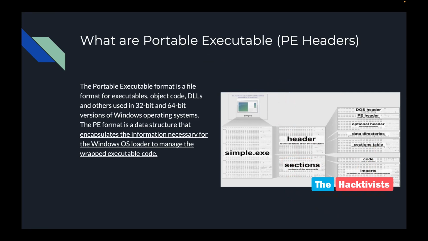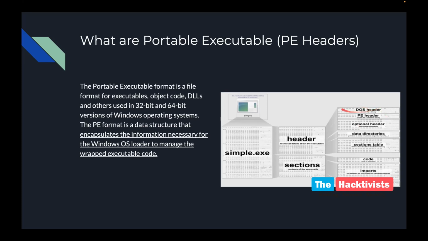Okay, now let us go in depth and understand what each and every header is, and what information we can get from those headers. When it comes to headers, there are a few distributions of that: first one will be the DOS header, then the PE header, optional header, data entries, and sections table.